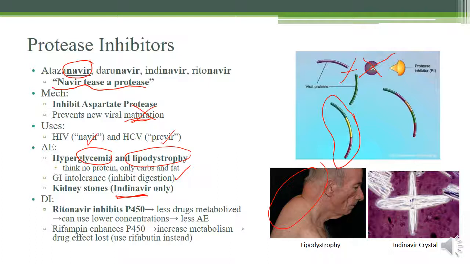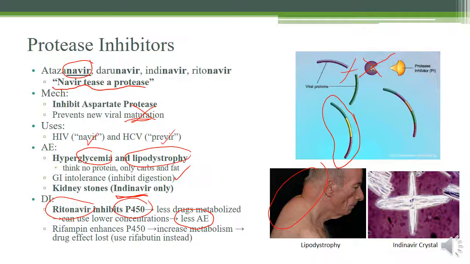Something of note is that ritonavir is special because it actually inhibits the P450 enzymes. So if a patient is actually taking ritonavir, they get an inhibition of the P450. So that means you get less drugs that are metabolized, and that means that you can use a lower concentration, because if you're not metabolizing them as much, you can give them a smaller concentration and they'll stay in your blood a lot longer. And because you can use a lower concentration, you can have less adverse effects. That's why we really like ritonavir in cases where the patient is taking a lot of complicated drugs. You can often reduce the concentration and reduce the adverse effects.